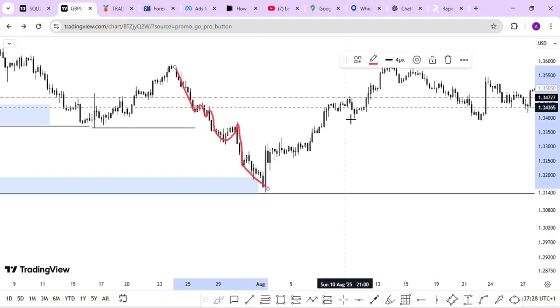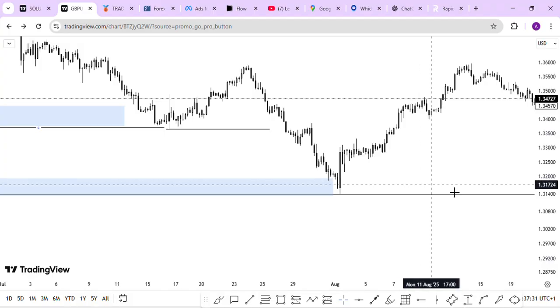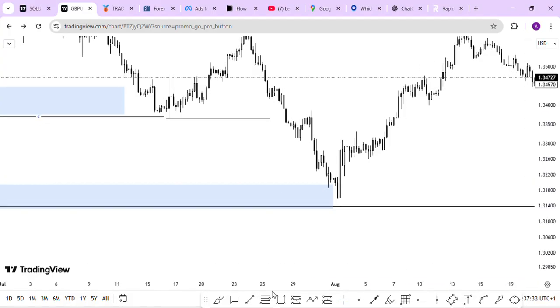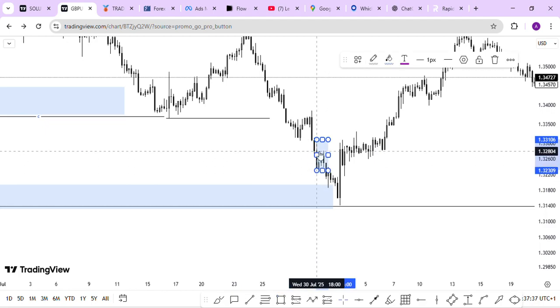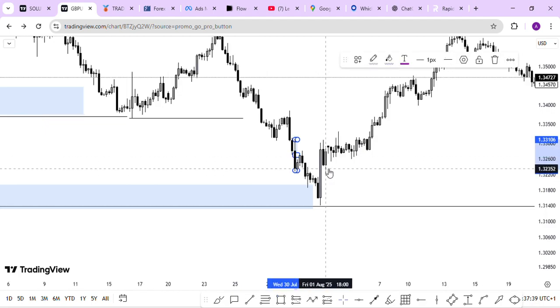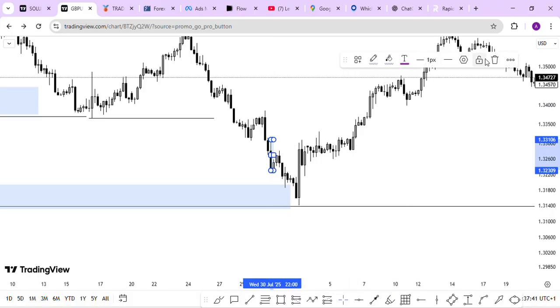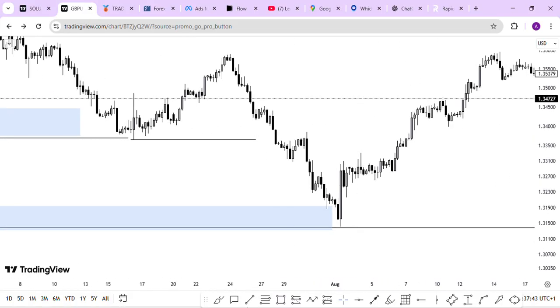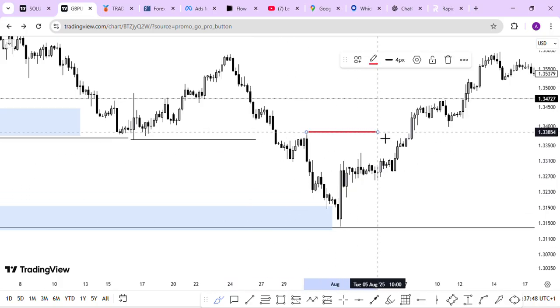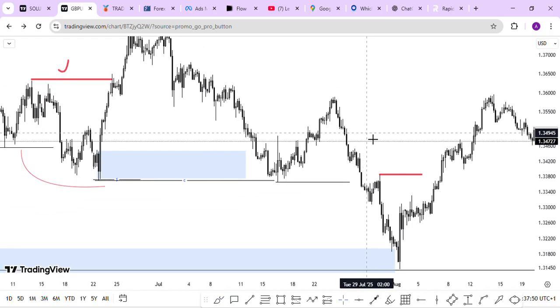If I show you, just watch my previous video on how to identify a valid pullback, because some people will say this is a pullback. No, you can see all these candles are inside this one candle, so it's not a valid pullback according to my plan. So now where is our inducement? This is our last pullback that we had in 4 hours, which serves as our inducement.